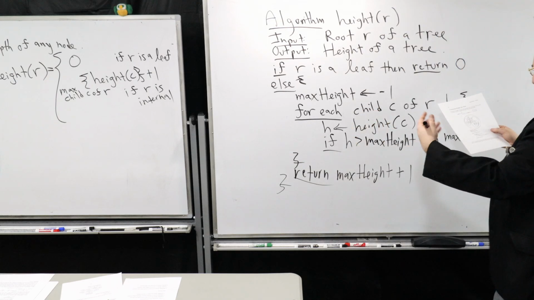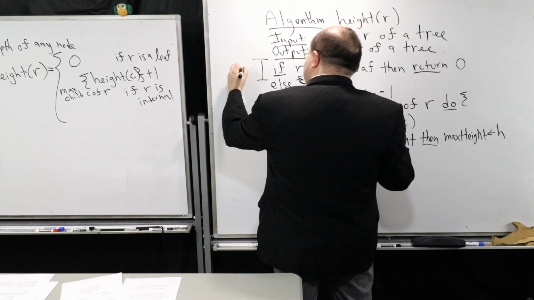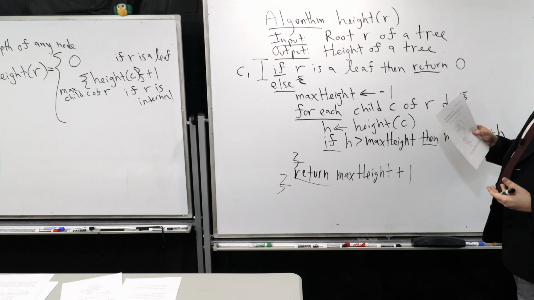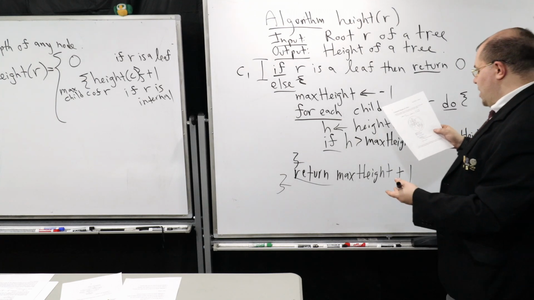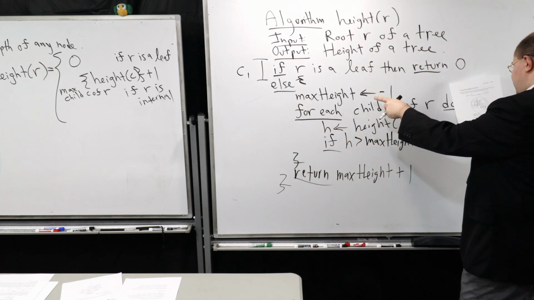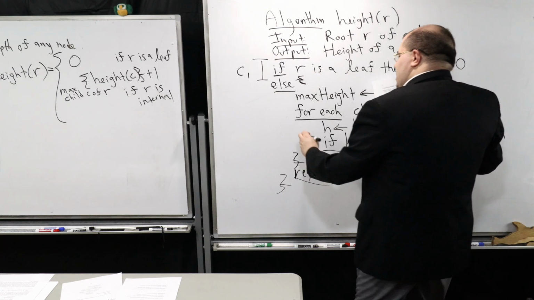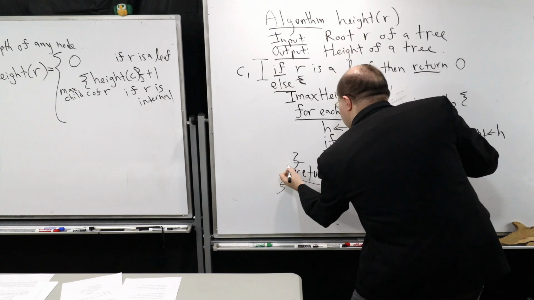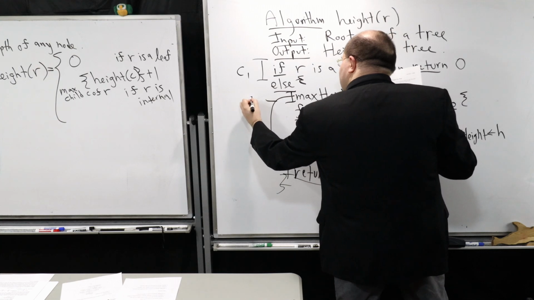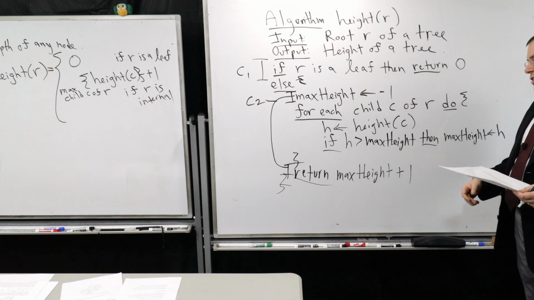So, let's walk through this. The first line, checking if R is a leaf. Well, this is some constant number of operations, right? I'm going to call that C1. C1 is a constant, so some constant number of operations. Now, notice that I have this first line here, and then I have this work that's going on outside the for each loop. I'm going to take these two lines and lump them together into C2. So these will take some constant number of operations, right?